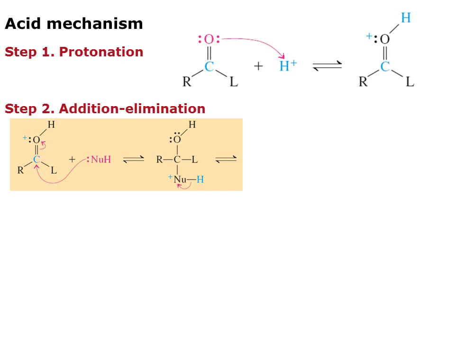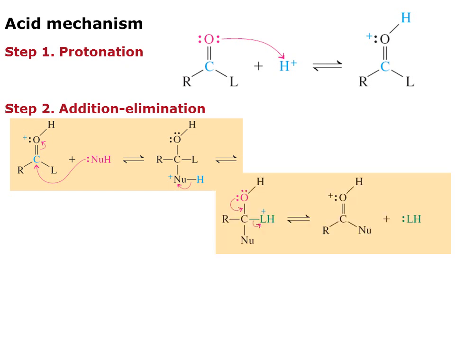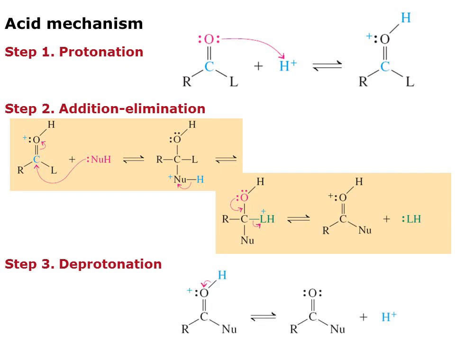You can have a base, depending on the conditions, come and take away that hydrogen from the nucleophile. Then the electrons from the oxygen can push back down, having the leaving group leave. And then your last step would be deprotonating that oxygen, dropping that hydrogen down. And again, all dependent on the base based on your conditions and what type of derivative you're dealing with.